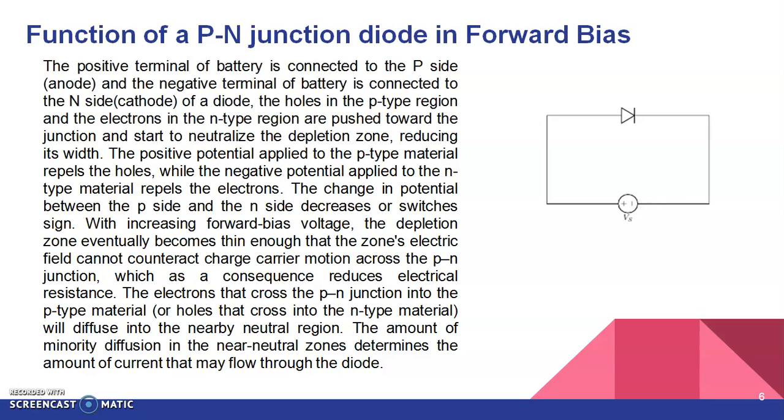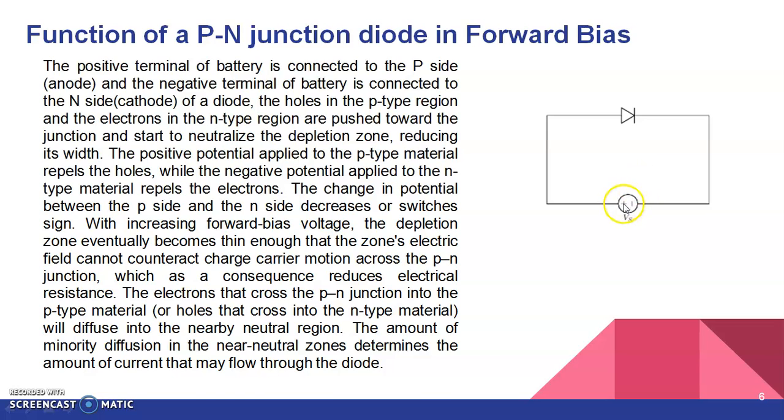With increasing forward bias voltage, the depletion zone eventually becomes so thin that the zone's electric field cannot counteract the charge carriers' motion across the p-n junction. The electrons that cross the p-n junction into the p-type material, or holes that cross into the n-type material, will diffuse into the nearby neutral region. That means the amount of minority diffusion in the neutral zone determines the amount of current that may flow through the diode. So this is called forward bias.